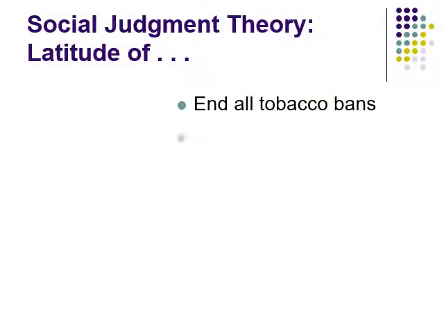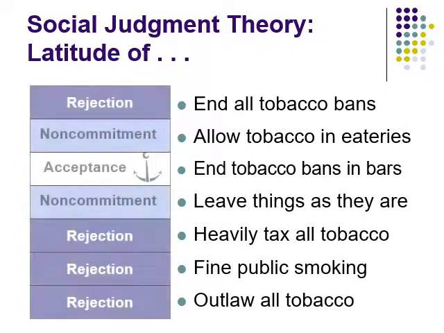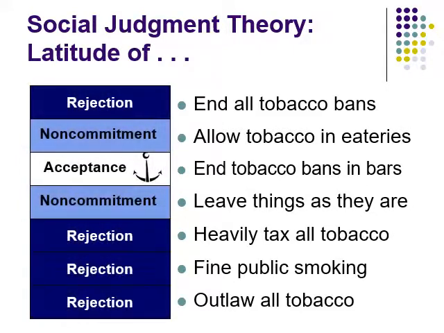We're going to return once more to this issue of tobacco bans, and we have this whole continuum, at one end ending all tobacco bans, so you can light up wherever you are, versus straight up outlawing tobacco at the other end. So here we have a series of latitudes. These are a person's latitudes of rejection, non-commitment, acceptance, etc. Note the size of the anchor. This is a pretty big anchor. Because that anchor is so large, they're just accepting this one position here.